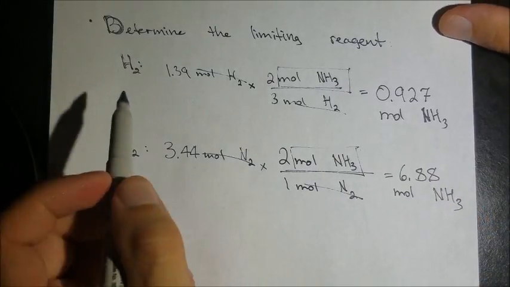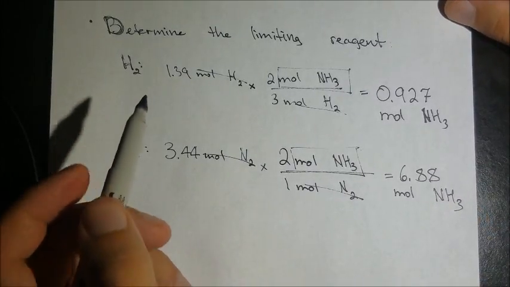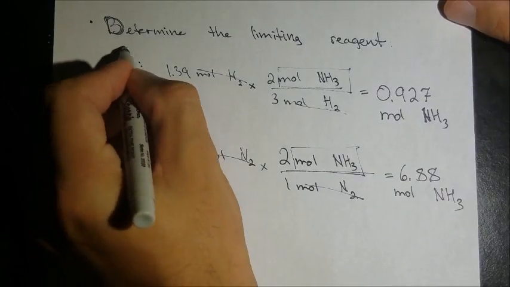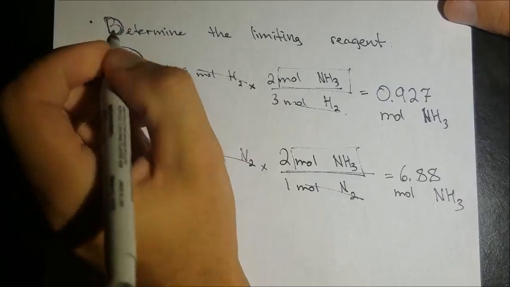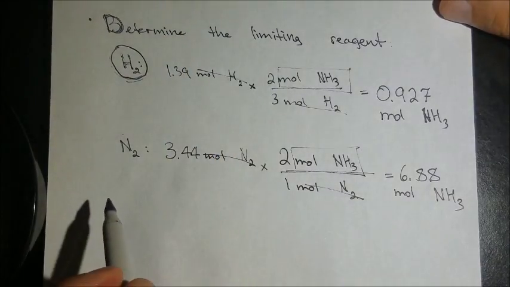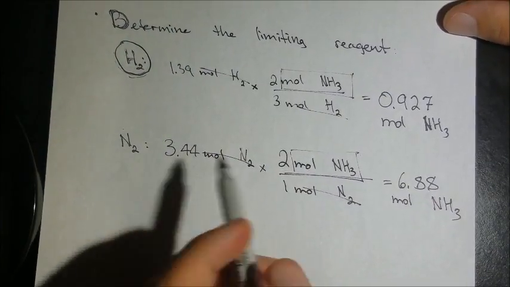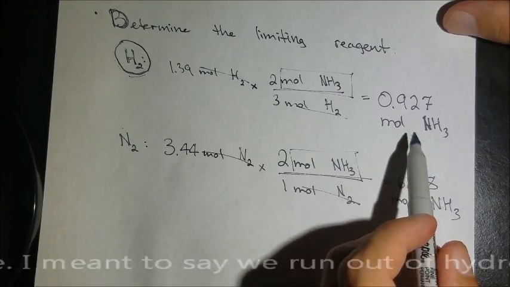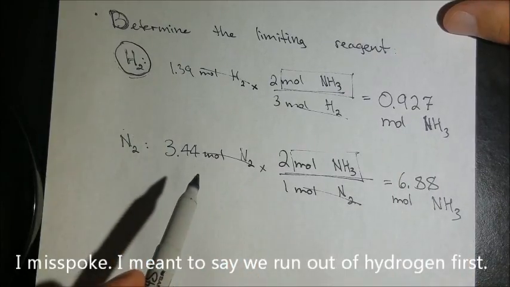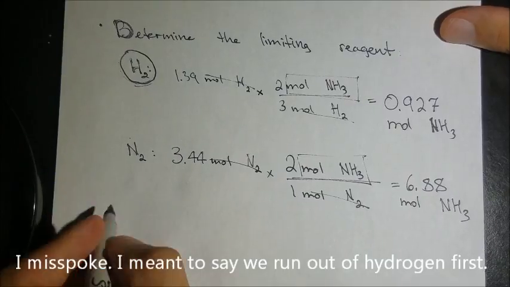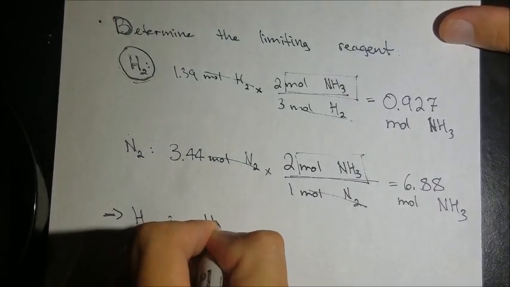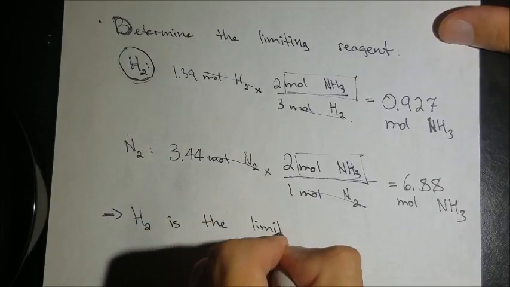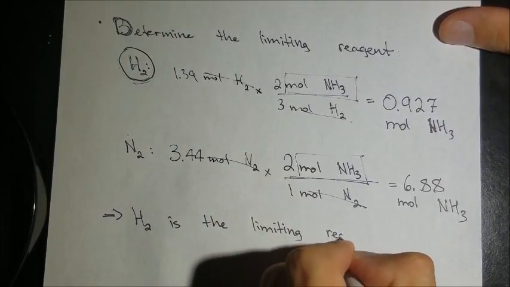So from these two, we want to figure out which one of these is the limiting reactant. Well, clearly here, the hydrogen, let me circle that, the hydrogen is going to be our limiting reactant. The reason why is because we run out of reactant first with the hydrogen. So hydrogen is the limiting reactant.